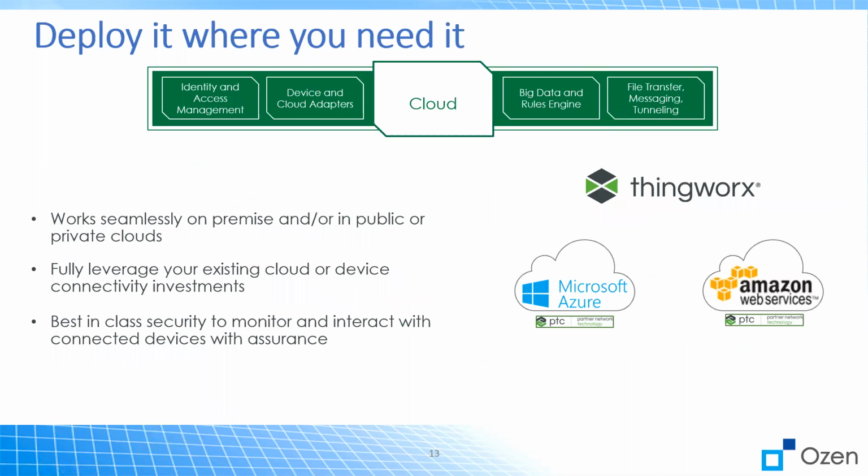The other thing is that you can deploy it where you need it. Let's say you have a model, you want to deploy it on Thingworx itself, you can deploy it on Microsoft Azure or Amazon or any other cloud and web services. You can even do hybrid, which means that you can deploy it on both at the same time. You can fully leverage your existing cloud or device connectivity investments, and it gives you the best-in-class security to monitor and interact with connected devices with high certainty.